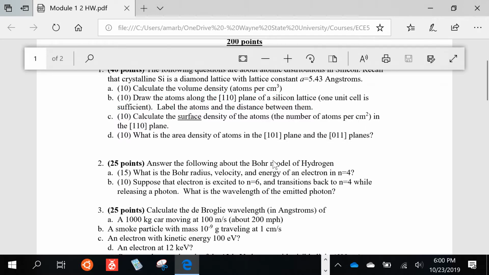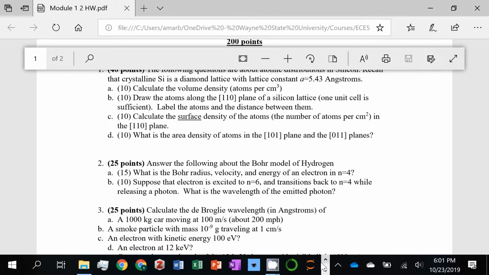Okay. So the thing with part D was that because of crystal symmetry, the area density of atoms in the 1, 0, 1 planes and the 0, 1, 1 planes will actually be the same as the 1, 0, 0 plane. Oh, because it's in the same family. It's in the same family of planes. You got it. And just to hit that point home, let me pull up the solutions here.